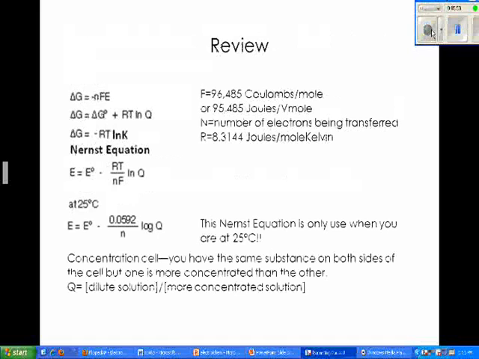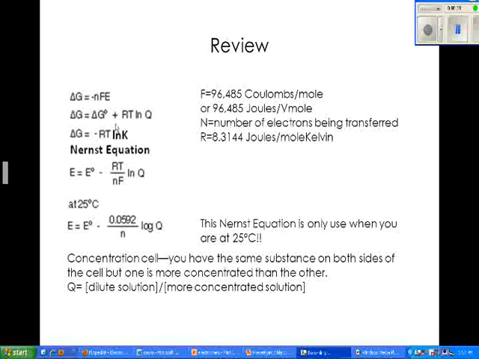of silver nitrate. So here are most of the equations given to us at the same time as we did this chapter. The first equation is delta G equals negative NFE, and the E is the E of cell. N is the number of electrons being transferred, and F is a constant, 96,485 coulombs per mole, or 96,485 joules per volt mole, since a coulomb is just a joule per volt.